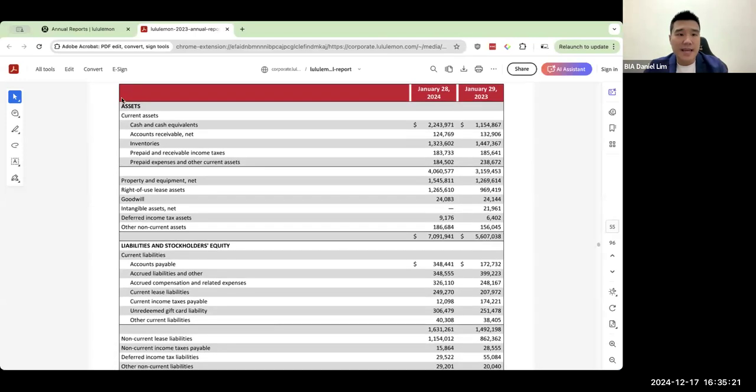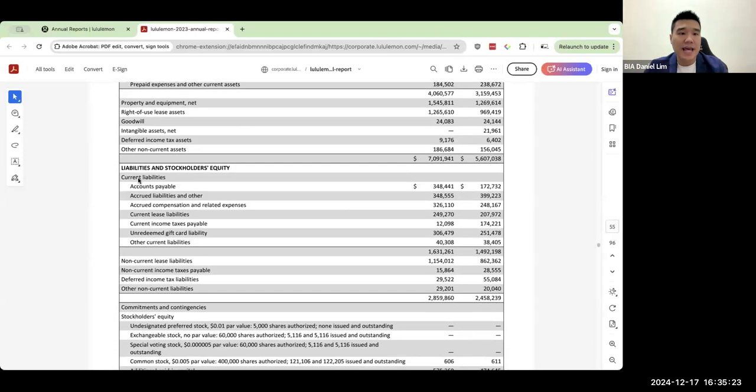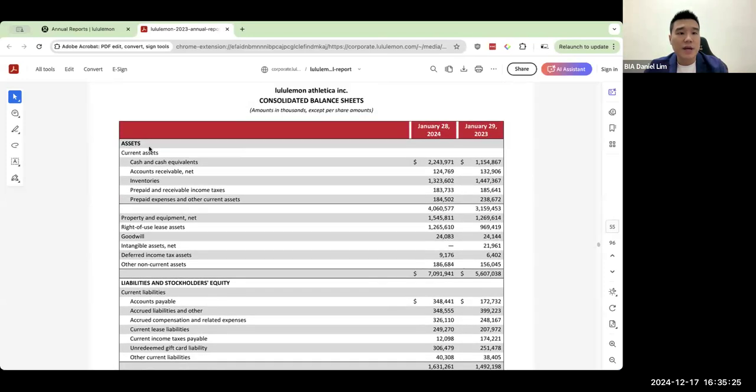So you can see these are the assets. They show the assets here first, the liabilities down here. As you all know, with the assets, you want to see the cash. The assets are separated into current assets here and non-current assets here. Cash is, of course, a current asset, so you want to take a look at the cash amount here. We know it's around 2.2 billion.